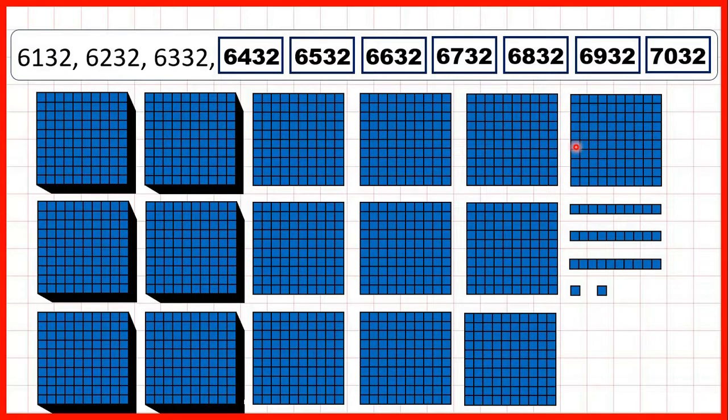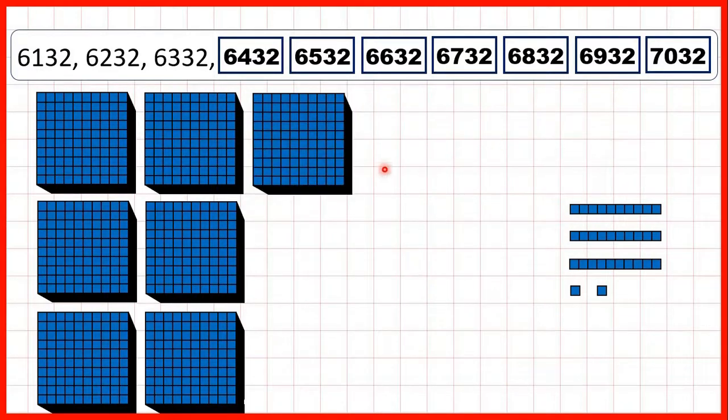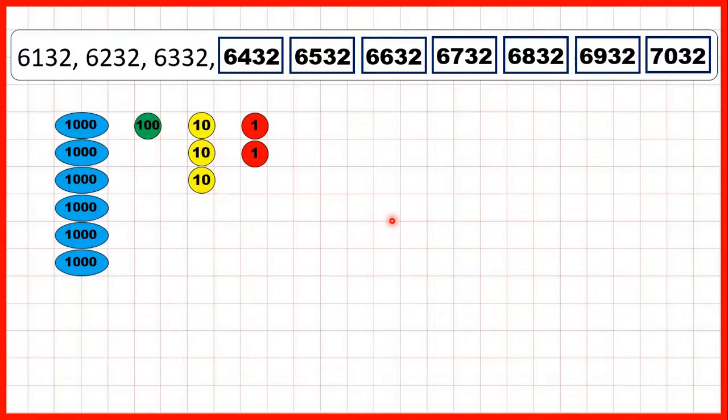But when we get 10 hundreds, we can exchange those for 1 extra 1000. And when we do that, you can see that we now have 7 thousands, 0 hundreds, and of course we still have our 3 tens and 2 ones. We can show the same sequence but using place value counters instead.